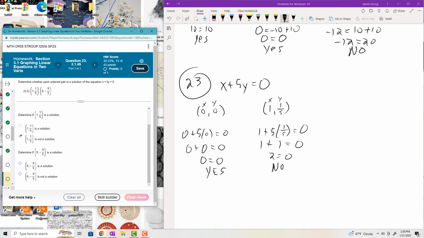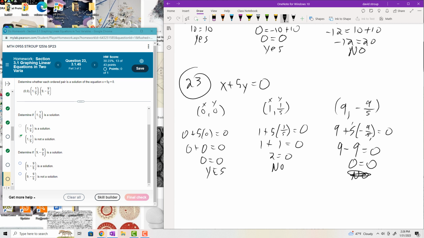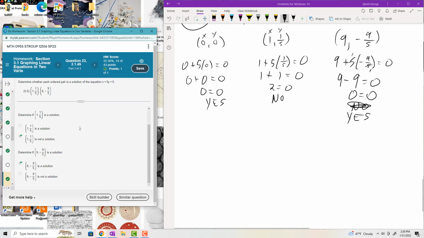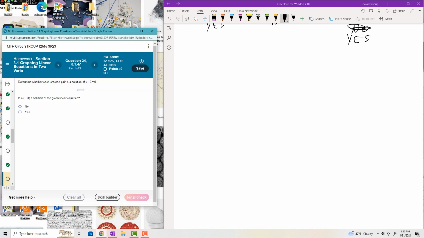And then the last guy, so we have 9 comma negative 9/5. So plugging in 9 for x plus 5 times negative 9/5 equals 0. So we have 9 minus the 5 over 5, same as 5 over 1 times 9/5, so that will just be 9 minus 9, which is 0. So that's a big yes. So if it's a true statement, it is a solution. Okay, great.